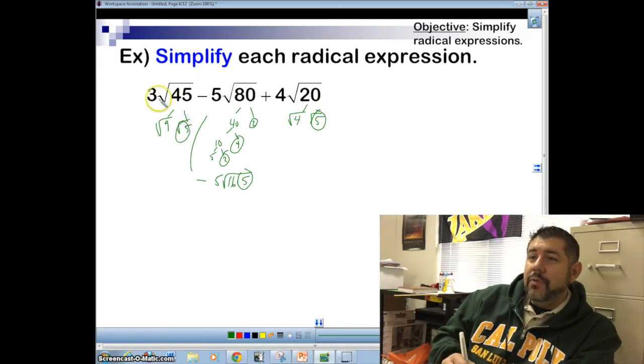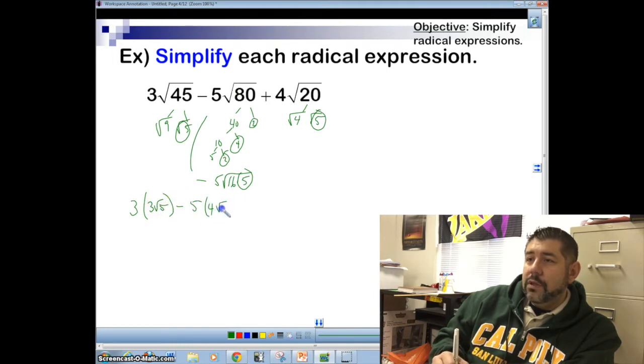All right, so we're going to have 3 times 3 root 5 minus 5 times 4 root 5 plus 4 times 2 root 5. And I get these because square root of 4 is 2, square root of 16 is 4, square root of 9 is 3. All right, so 3 times 3 is 9, root 5, minus 20 root 5 plus 8 root 5.